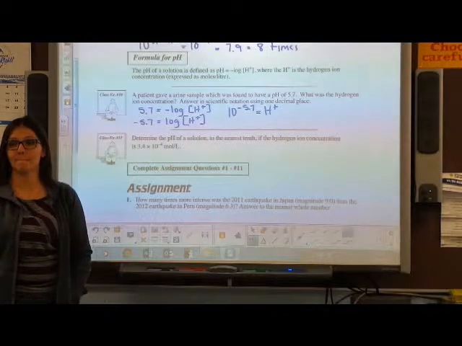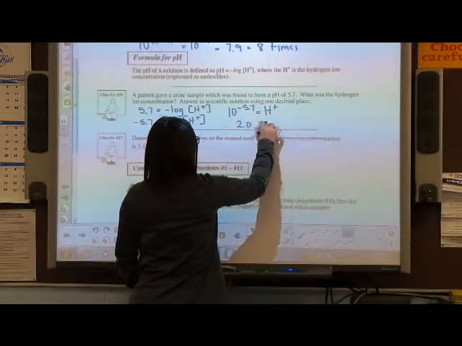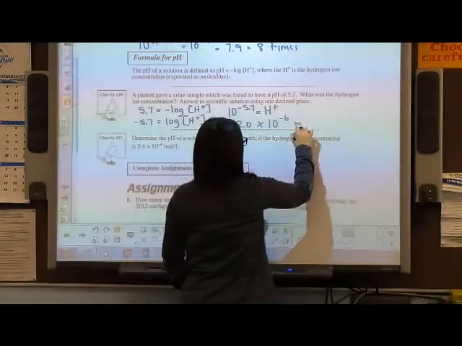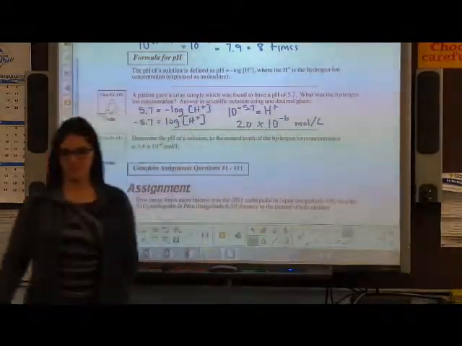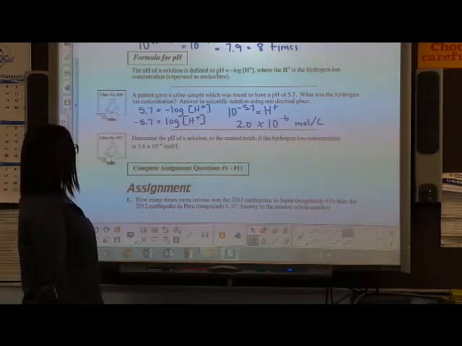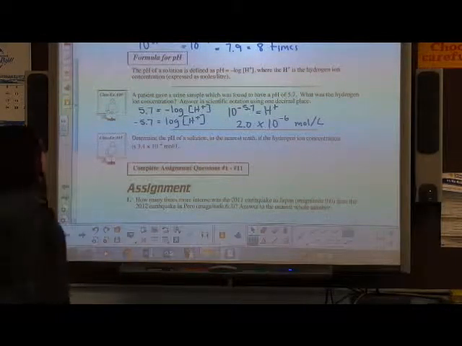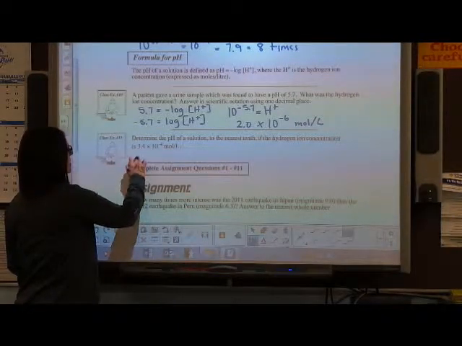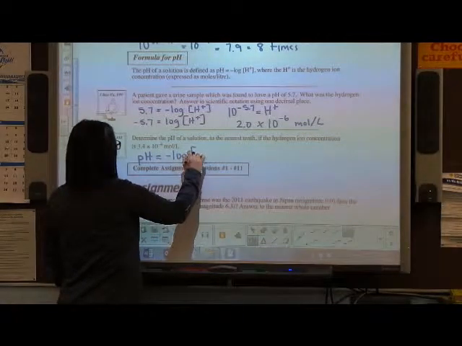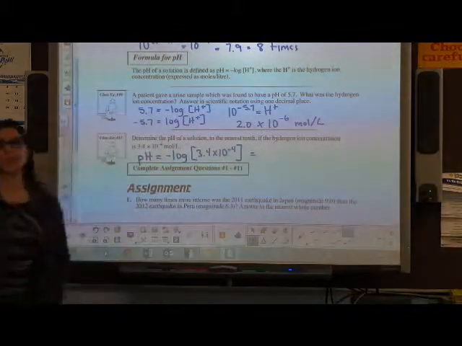So, what do I get? 2.0 times 10 to the negative 6. And that is measured in moles per liter. Okay. Question number 11 says determine the pH of a solution to the nearest tenth if the hydrogen ion concentration is 3.4 times 10 to the negative 4 moles per liter. So pH equals negative log 3.4 times 10 to the negative 4. And I can put it in exactly as I see it.